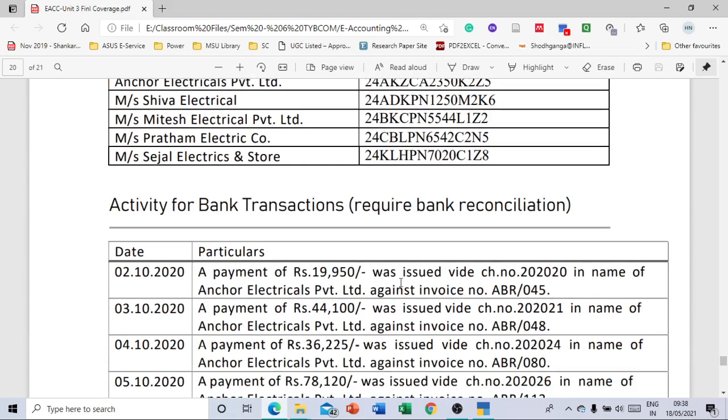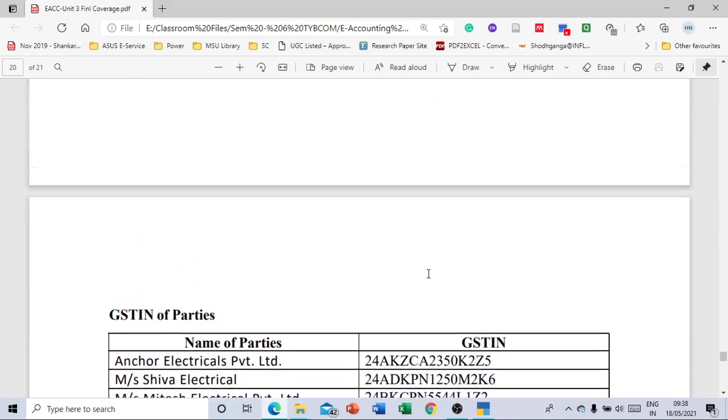After that, on the next page, there is one activity for the bank transaction that we will see later on, because the bank registration concept is already clear from one of the videos of unit number 3, the first part of unit number 3, which you have already watched and understood. But this is the activity for the same thing which we have covered in terms of the bank. So that we will see later on.